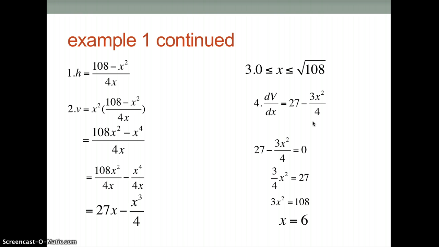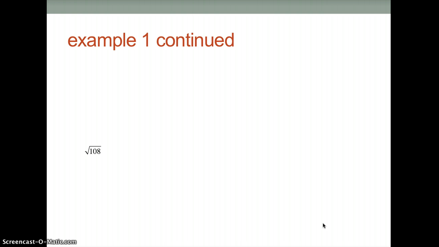So x equals 6. Now x actually equals plus or minus 6, but why would I choose only the positive? So think about that. Because of my domain. I can't have negative numbers, so I just left it out.